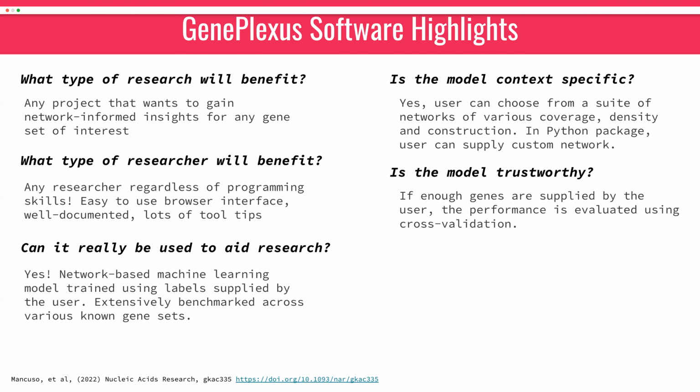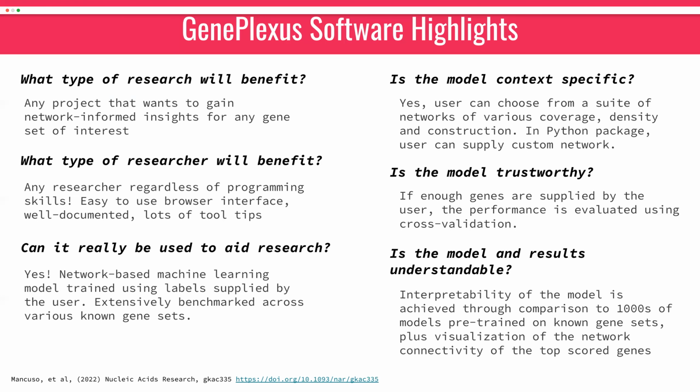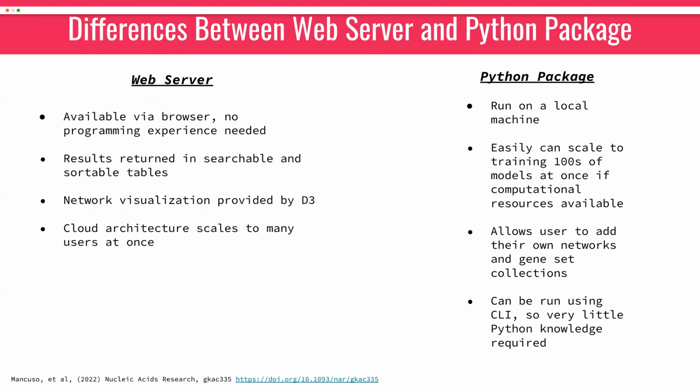So is the model trustworthy? If the user supplies enough genes, then we can do cross-validation, so you can get a feeling about how well the model actually performed on your gene set. And are the model and results understandable? Yes, we try to provide some interpretability of the model by comparing it to other models that were trained using known gene sets. Plus we give a visualization of the connectivity of the network with the top scored genes.